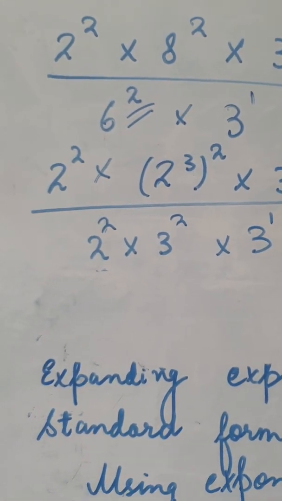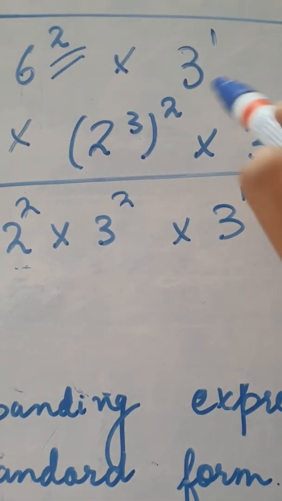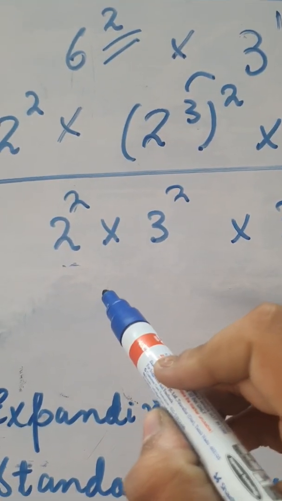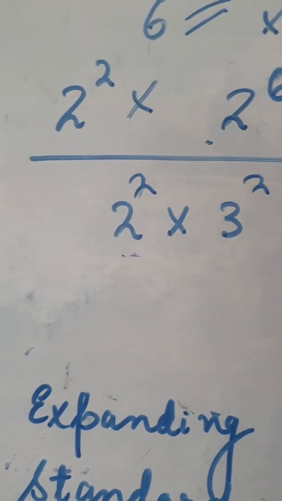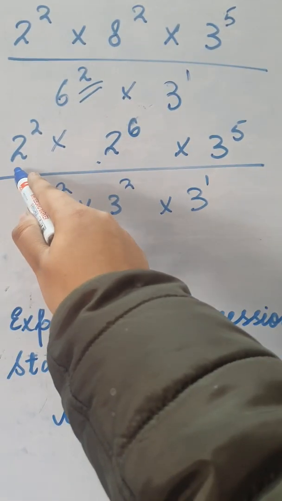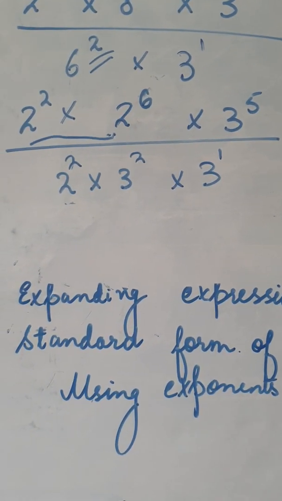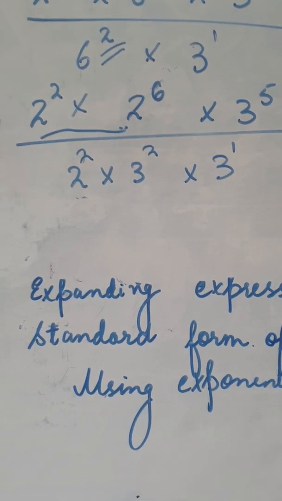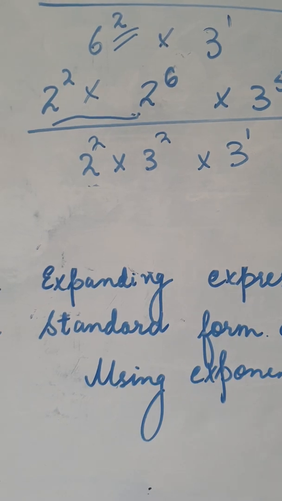Now in this case, 2 to the power 3 to the power 2 becomes 2 to the power 6, because we are going to multiply the exponents. So this becomes 2 to the power 6. Now these are in multiplication with the same base and different exponents, so this becomes 2 to the power 8, because we are going to add the exponents.